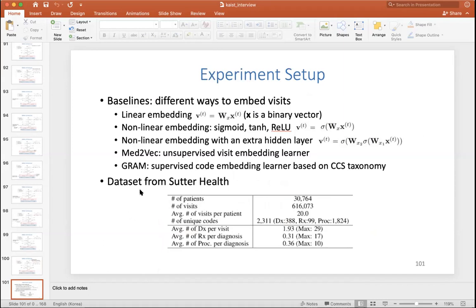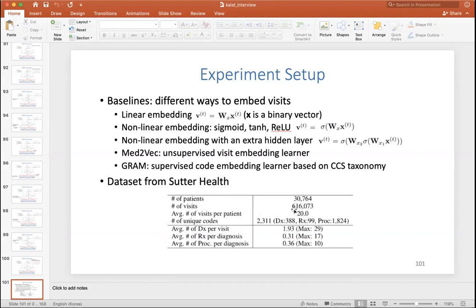All right, so the experiment setup is the Sutter Health data set, which I think I've talked about a couple times already. So it's the same setup. Sutter Health, the healthcare network in Northern California, gave me outpatient records of approximately 30,000 patients, and the number of visits is way larger. The total number of outpatient visits, to be more specific, is 616,000 outpatient records.